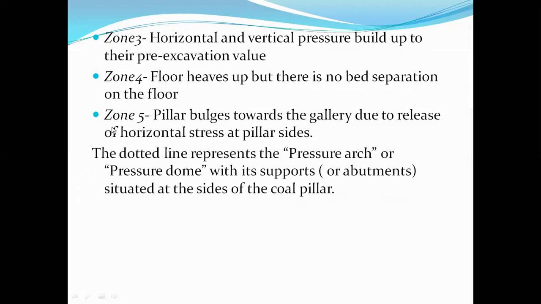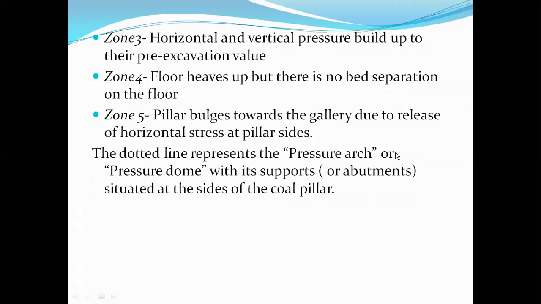Okay. Next, zone 5. The pillar bulges towards the gallery due to release of horizontal stress at the pillar sides. This is called abutment pressure. This is exactly the pillar bulge, because the vertical forces that got redistributed will be acting on the edges of the opening, the portion where it got redistributed, and there will be an excess of load acting on it. As a result, the pillar bulges towards the gallery due to release of horizontal stress at the pillar sides.